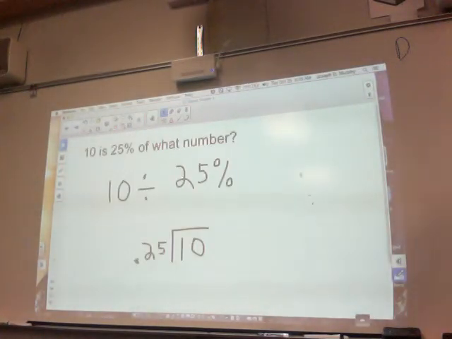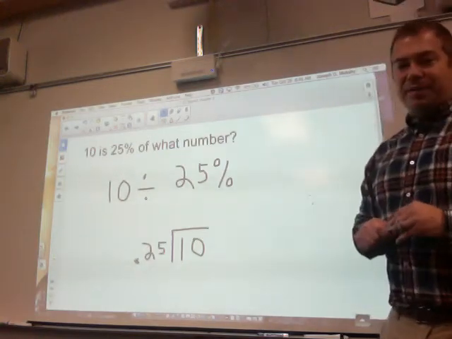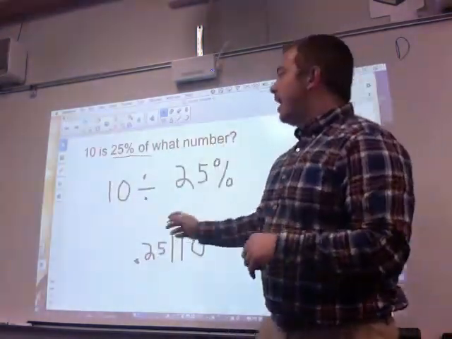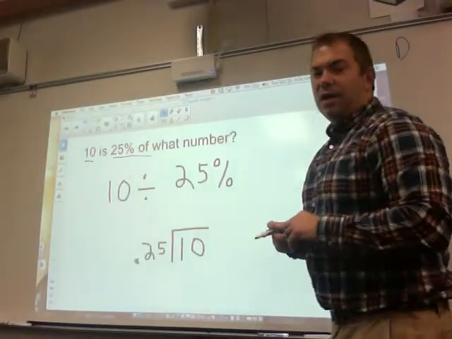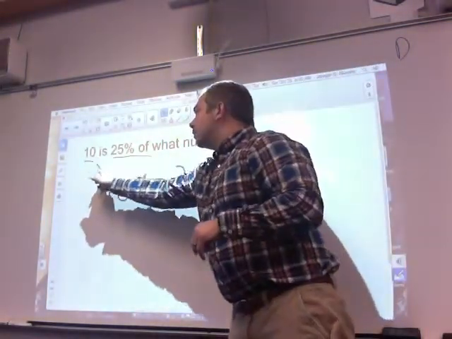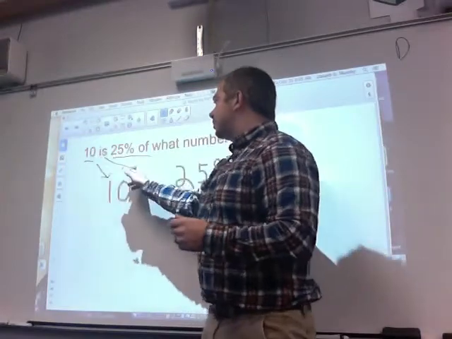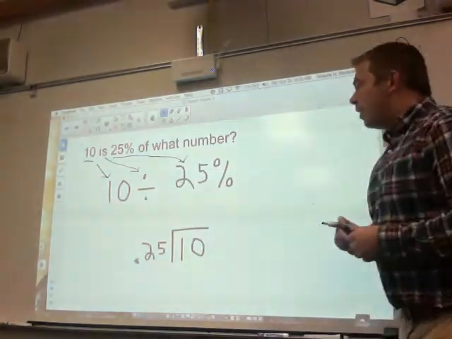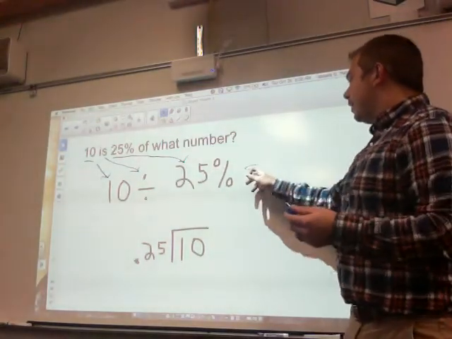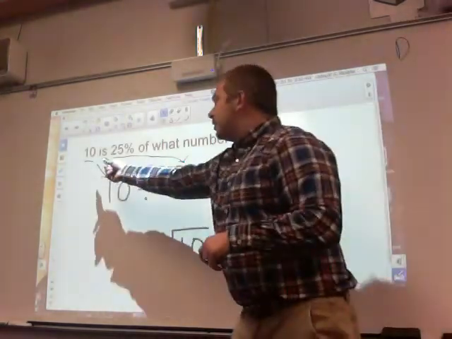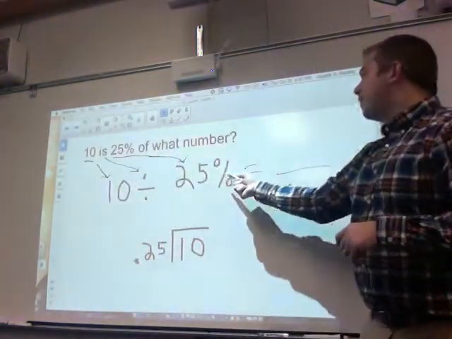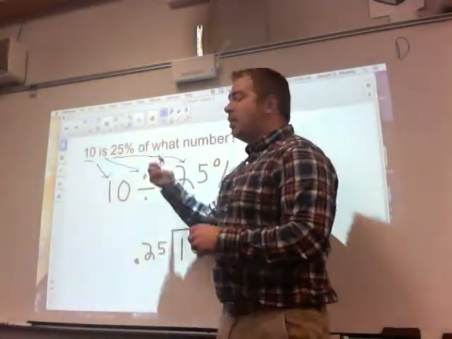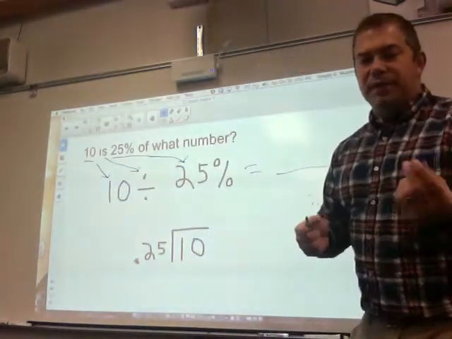All right, so first problem. 10 is 25% of what number? Notice how our 25% of comes after the 10, and there's an "is" in between as well. So that means 10 divided by 25% of what number, because we don't know what that number is going to be. That's the order: 10 divided by 25%. And the "is" is kind of like a division sign, like the "of" yesterday was multiplication. This is going to be division today.